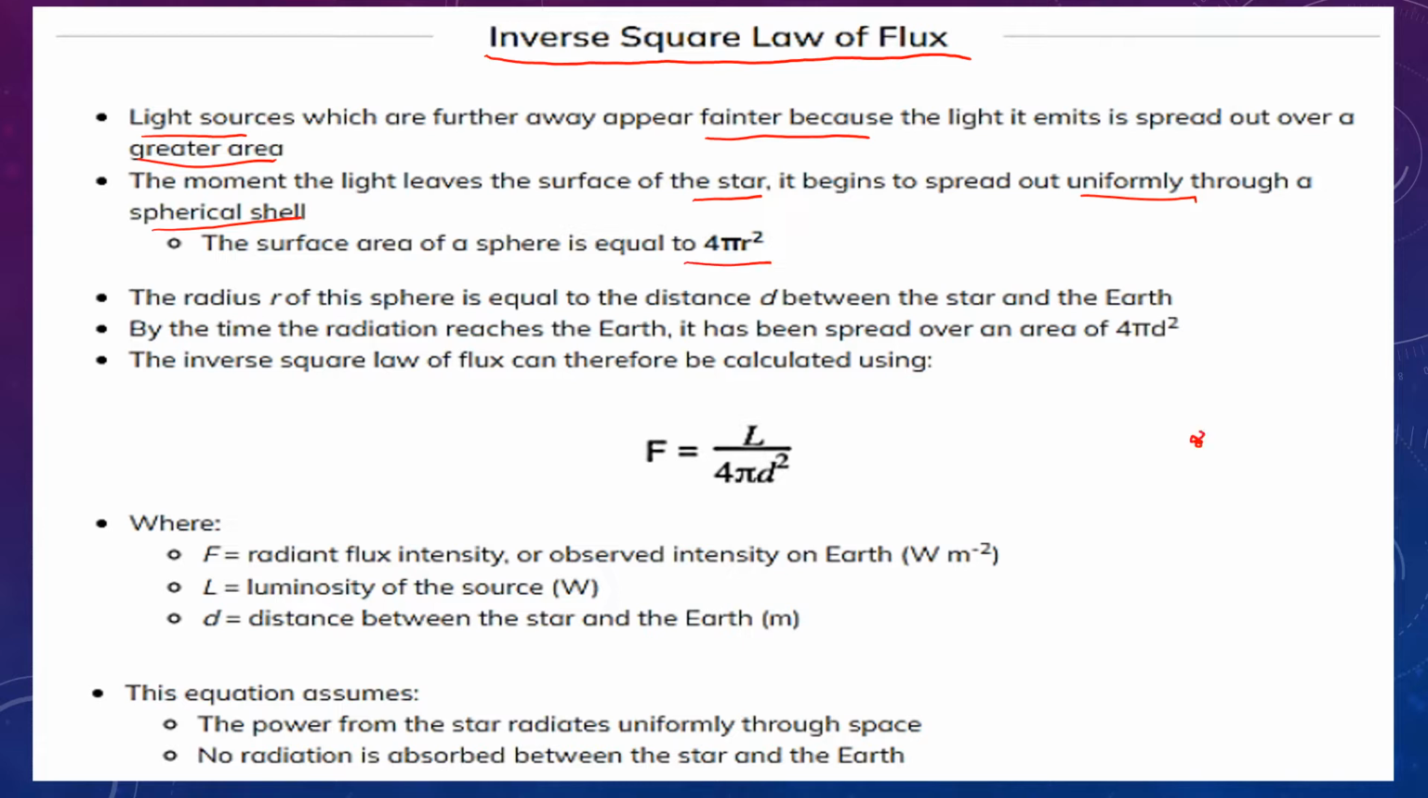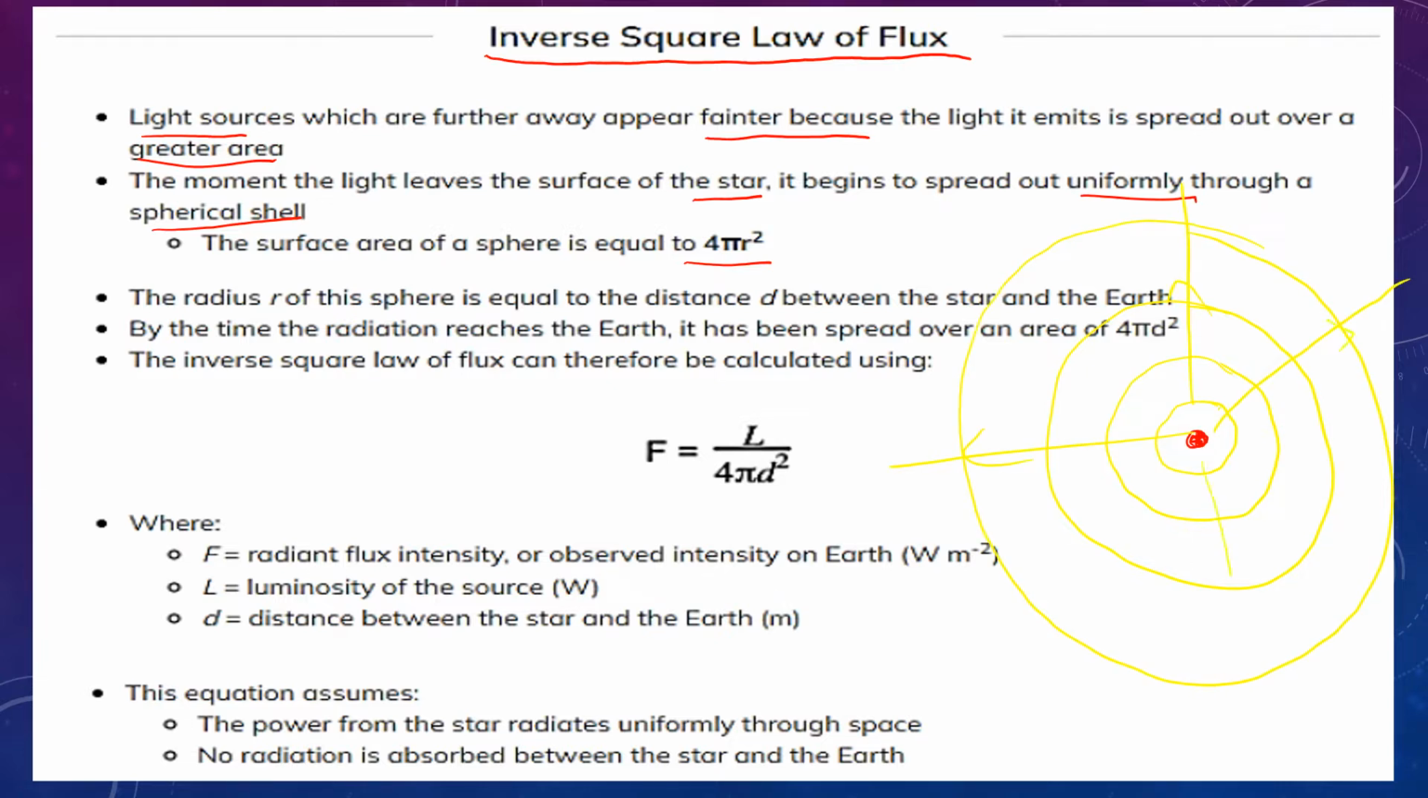So let's say this is the light source, and the light is being emitted in all directions like this. You can see that as light travels further away, the radius of the sphere is increasing. The radius of the sphere is r at all points. As light travels further away from the star, the radius increases. The radius r of the sphere is equal to the distance between the star and the Earth. So this radius is actually the distance.